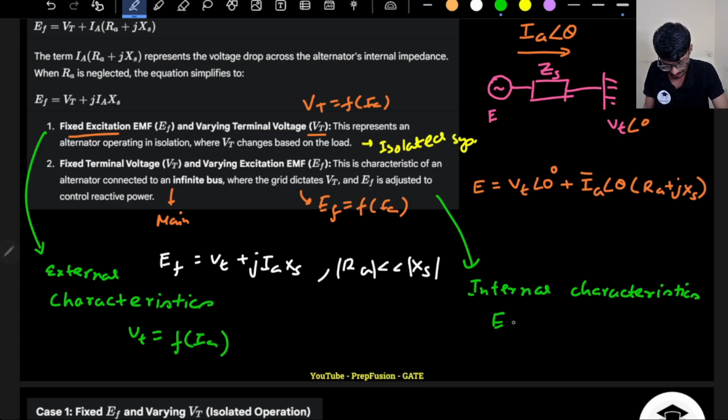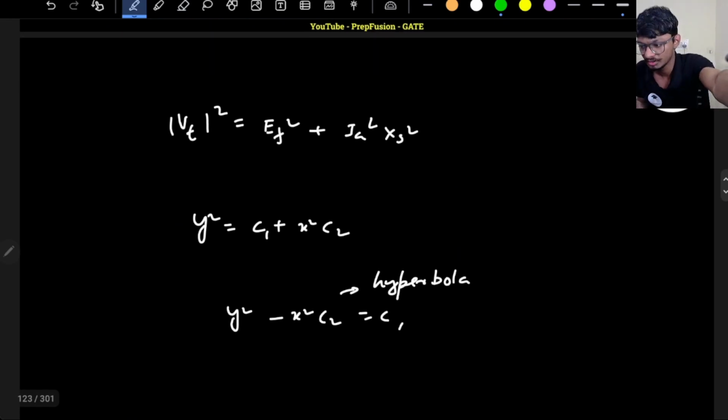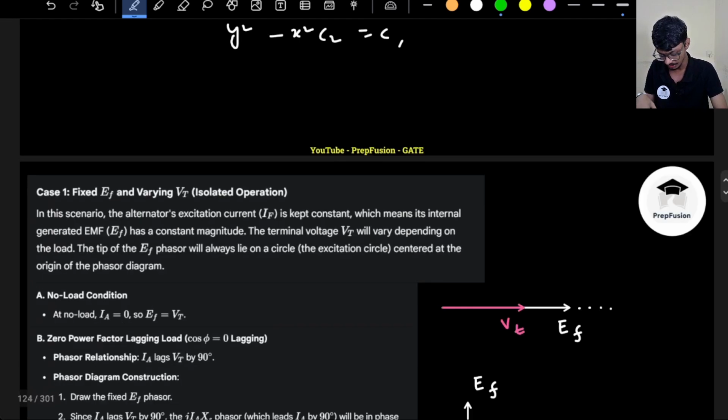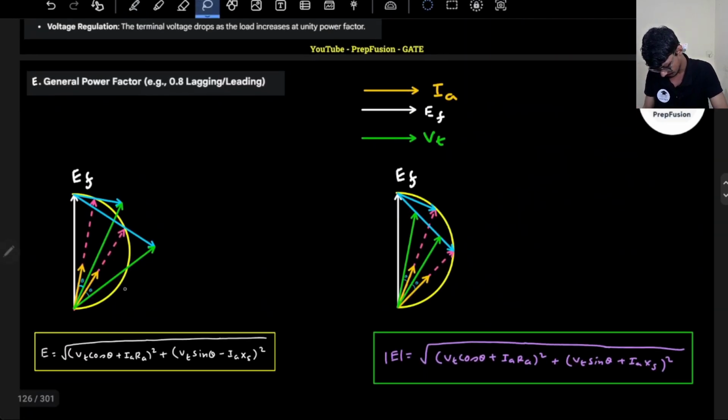So it is Ef as a function of load current Ia. Now one more thing, a few guys, if they have seen the book by PS Bhimra, their graphs are given, but I think they are not explained properly. So in this graph, this will not be a semicircle, this will be something else, it will not be exactly a semicircle.